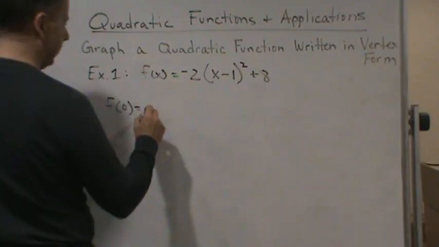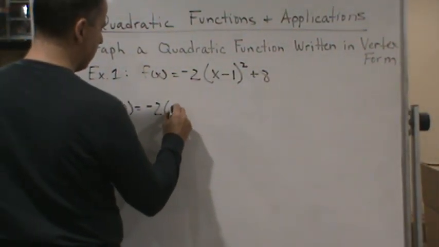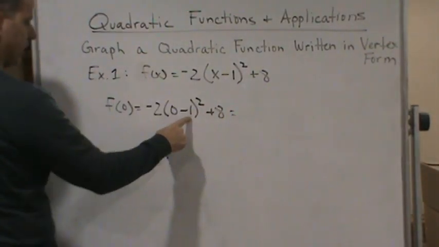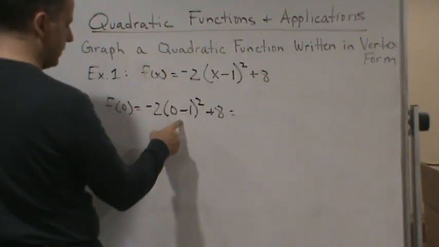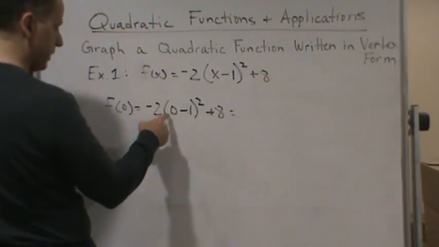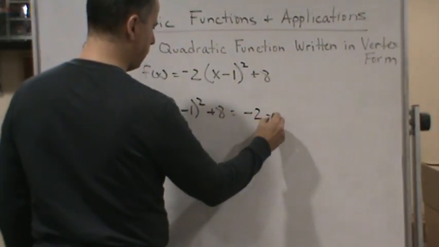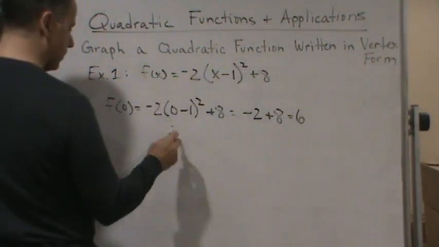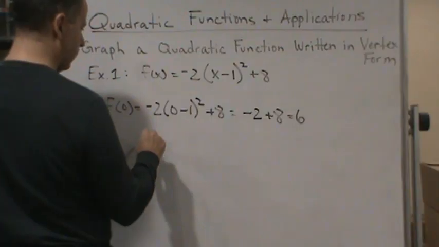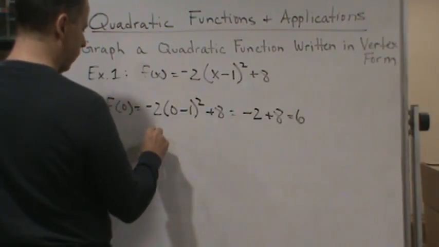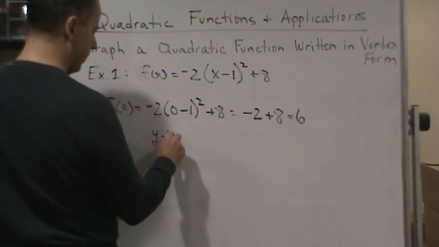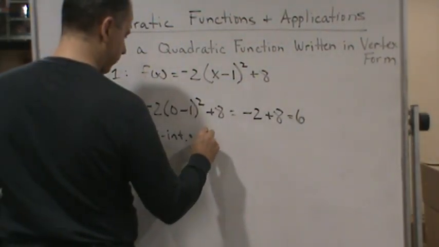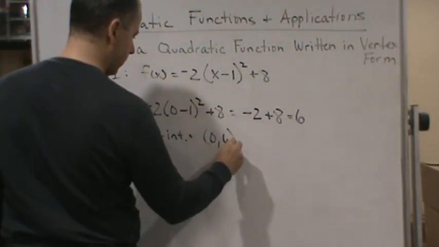So now f of 0 equals negative 2 times the quantity 0 minus 1, quantity squared, plus 8. Well, this is just going to give me negative 1. Negative 1 squared is positive 1. So 1 times negative 2 is negative 2. So I get negative 2 plus 8, which gives me 6. So that tells me that there is a y-intercept, and there's always going to be a y-intercept here. So the y-intercept equals 0, 6.